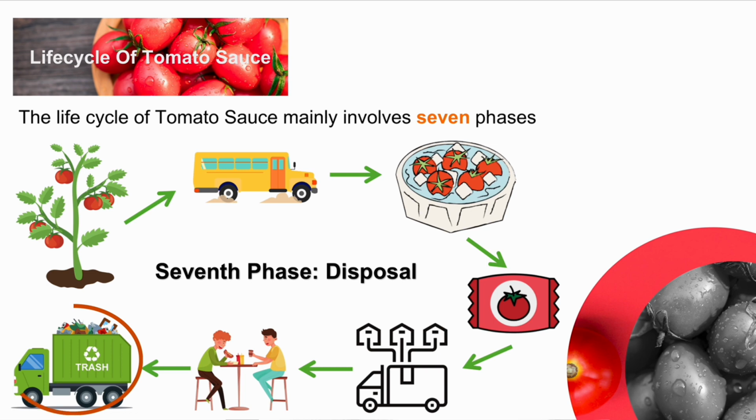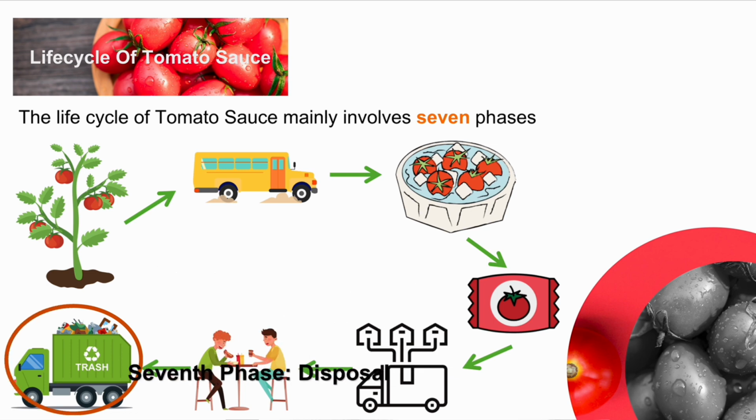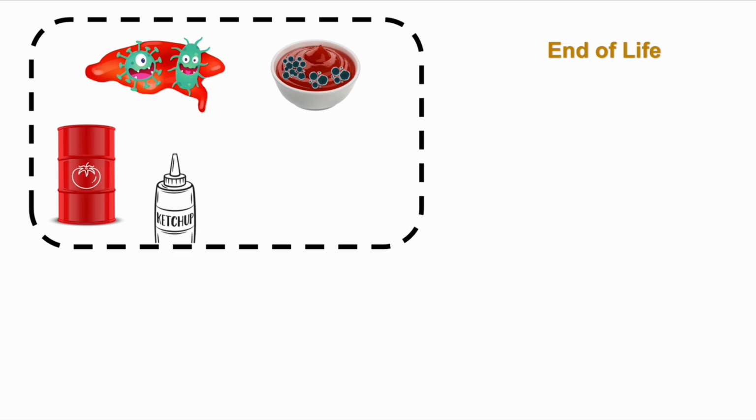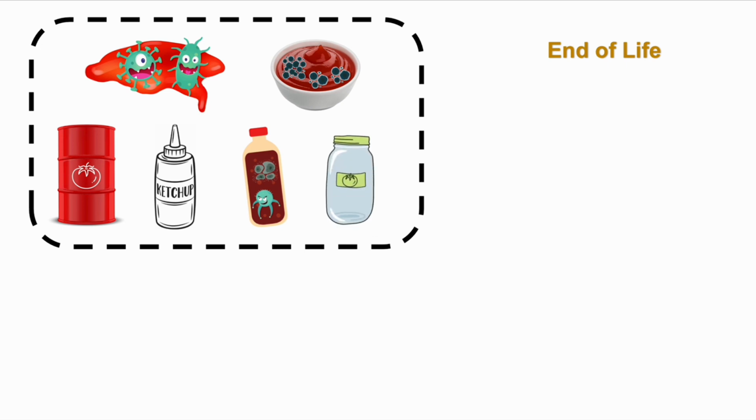Finally, it comes to the final stage of tomato sauce's life cycle, disposal. The end of a tomato sauce's life cycle is usually the point at which the sauce has reached the end of its shelf life and is no longer safe or suitable for consumption. Tomato sauce is a perishable product that can deteriorate over time due to the growth of bacteria, mold, or yeast. Signs of spoilage may indicate that tomato sauce has reached the end of its useful life and should be discarded to avoid the risk of foodborne illness.